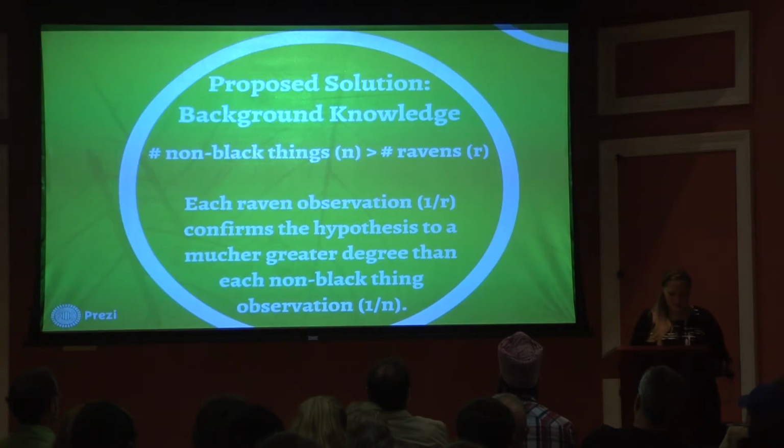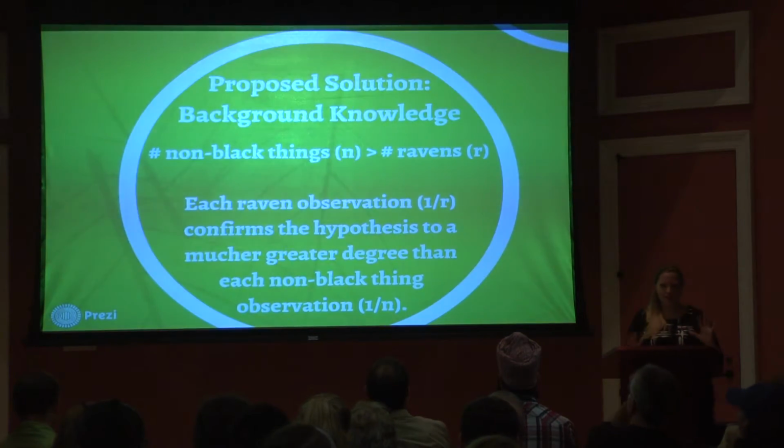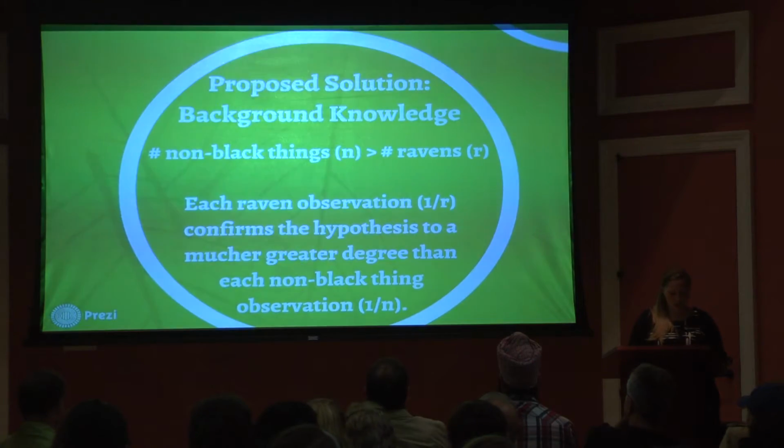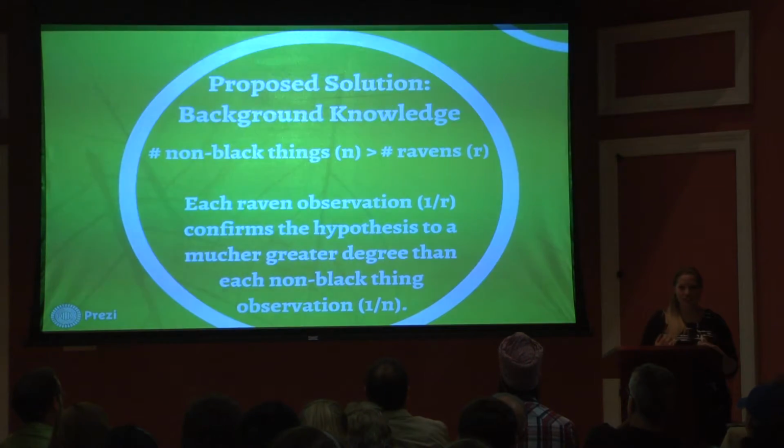This response is actually given by Janina Hosiasson-Lindenbaum, who was a Polish mathematician and philosopher. She said, let's assess the situation. We have some relevant background information that will help us understand why the contradiction between our common sense ideas shouldn't really bother us. The background knowledge we have is that the number of ravens in the world is way smaller than the number of non-black things, much, much smaller.